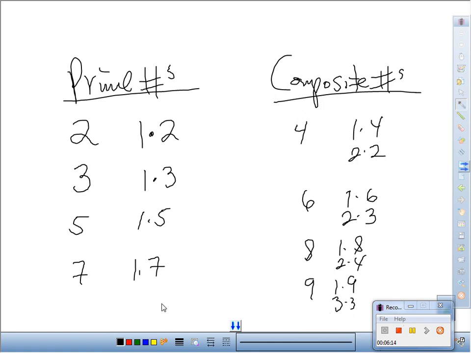How about 10? Composite, that's 1 times 10 or 2 times 5. How about 11? Prime. And I'll stop right there. You guys get the picture.